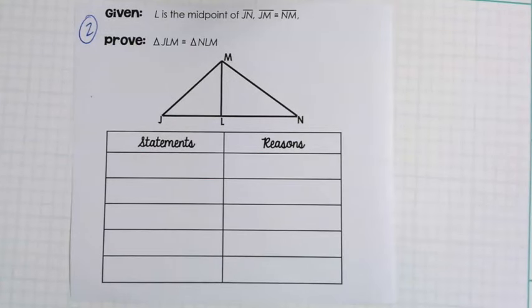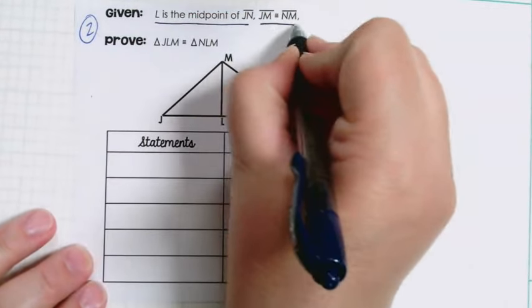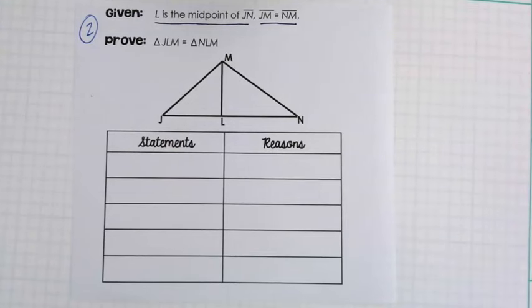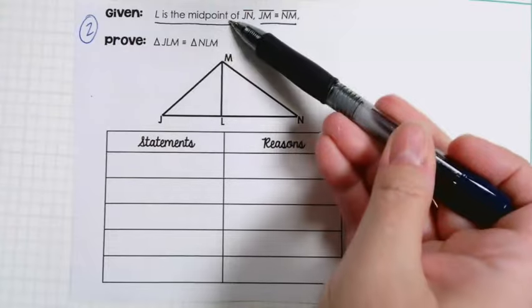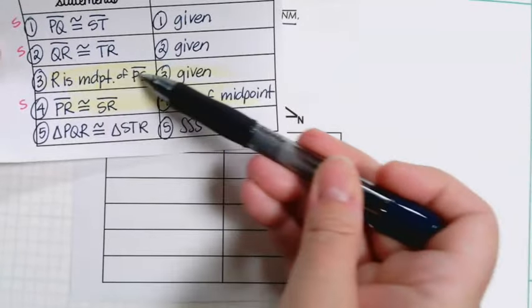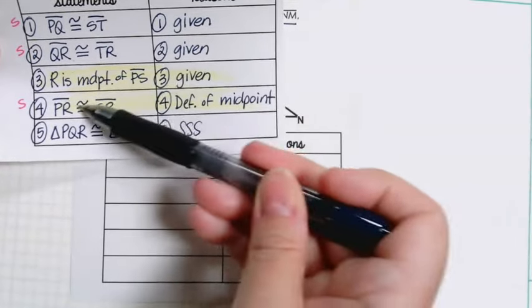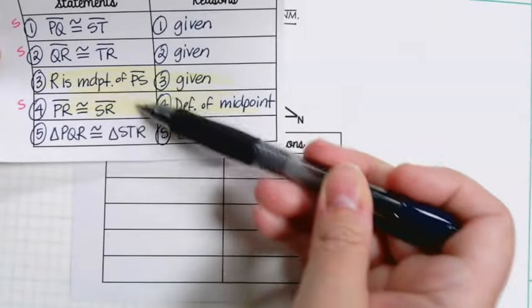L is the midpoint of JN, and JM is congruent to NM. Those are my 2 pieces of given information. Now, in this one, I'm going to kind of write these out of order, and here's why. I want to talk about the midpoint second, because remember, when I say I have a midpoint, I'm going to have another step where I tell what that means in terms of congruence. So I'd rather put that second.